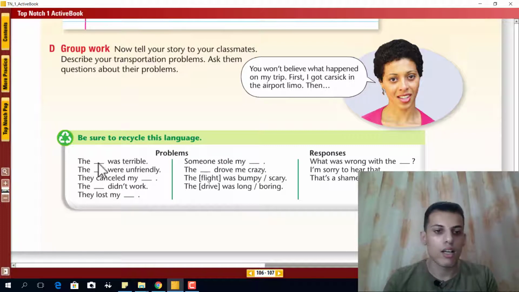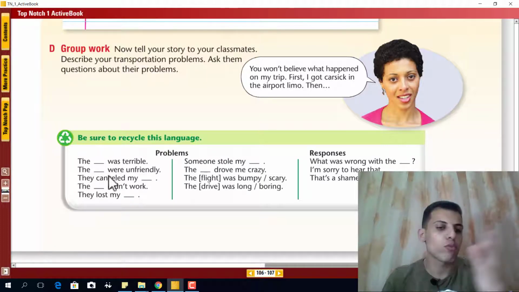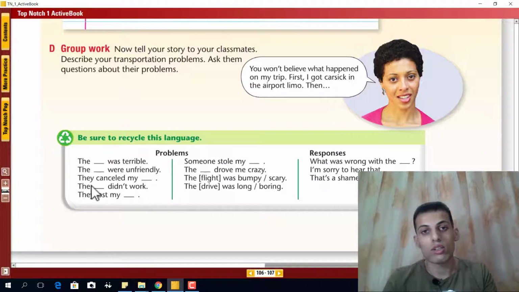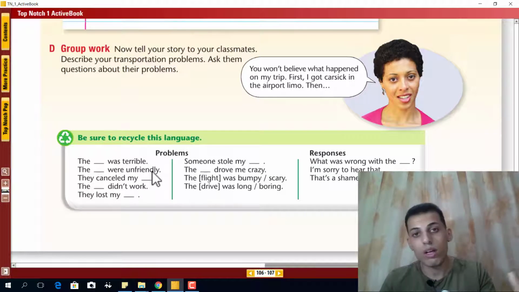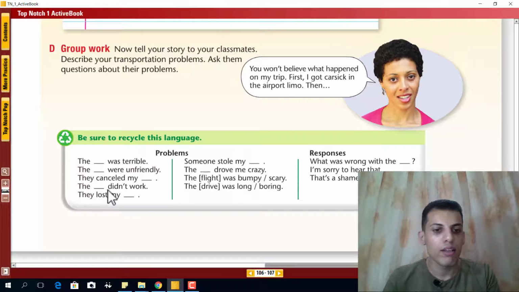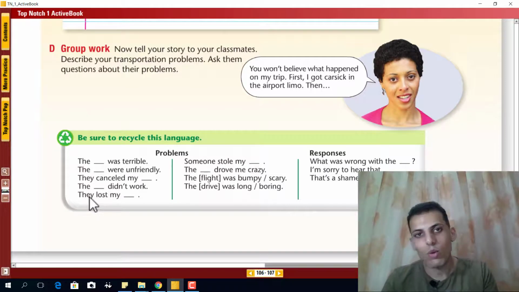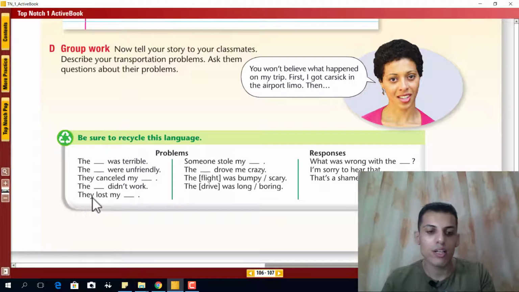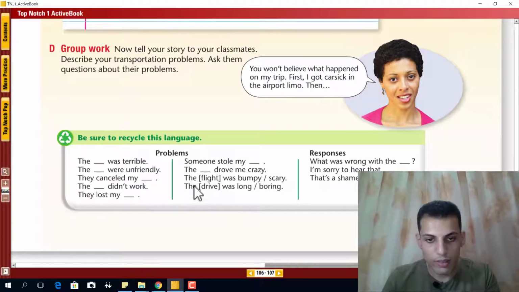So for problems: the flight was terrible, the drive was terrible or awful or horrible, right? We took a lot of adjectives. The people were unfriendly, the people were cold. They cancelled my flight, or they cancelled my trip. The laptop didn't work, the cell phone didn't work, the TV didn't work. They lost my wallet, somebody stole my wallet. The music drove me crazy. The flight was bumpy, scary, and so on. The drive was long or boring.